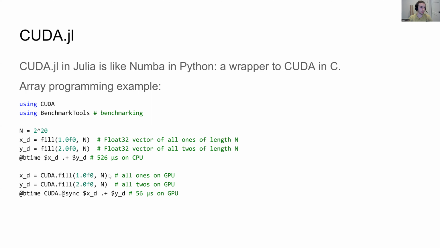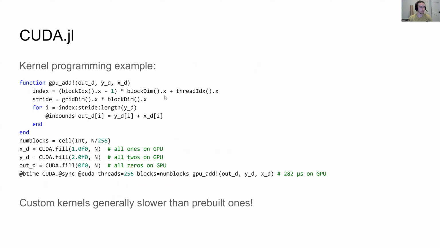Now we initialize the same two arrays, but on the GPU using this CUDA.fill function instead of just fill. And we time how long that takes. It takes about 10 times less time, which is great news. Something to note here is the syntax for adding these two arrays actually did not change. This is thanks to multiple dispatch. I will mention it again.